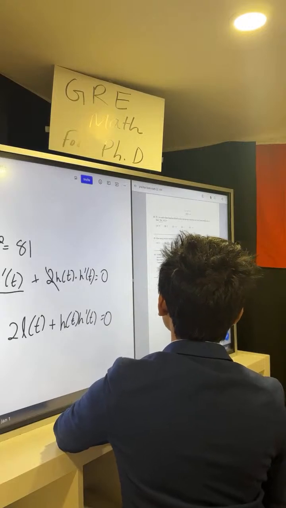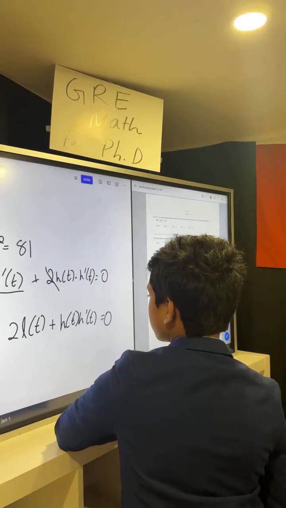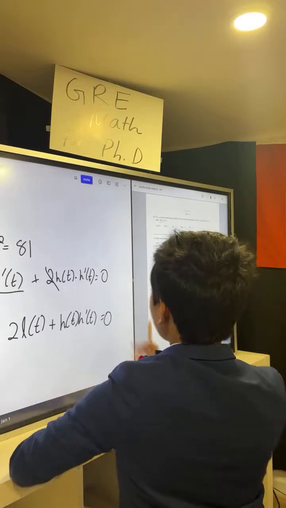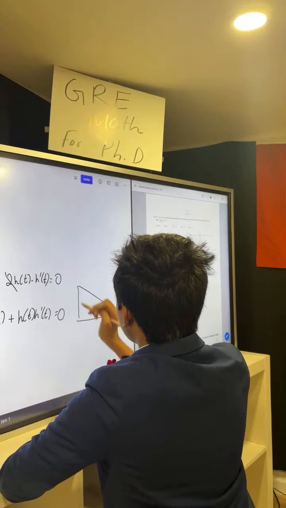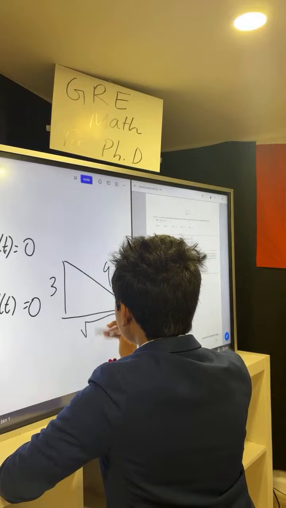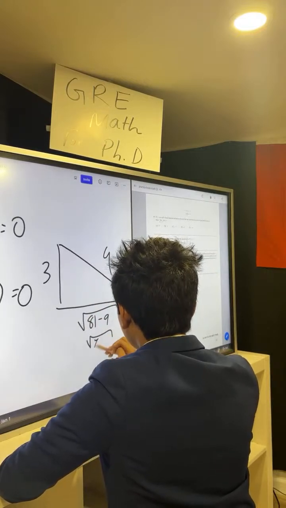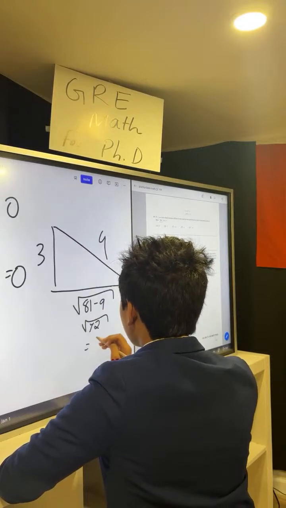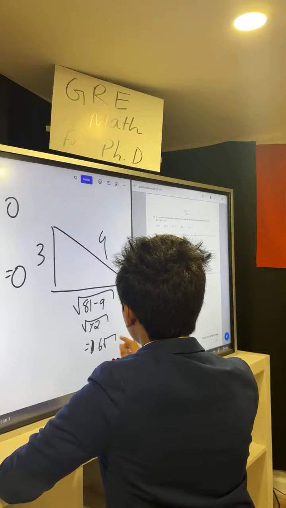So find h prime of t when h of t is 3. Oh, okay, that's pretty easy. Because then, at that moment, h of t is 3, and this total length is 9, L of t is just the square root of 81 minus 9, which is the square root of 72, or 12, no, not 12, 6 root 2.